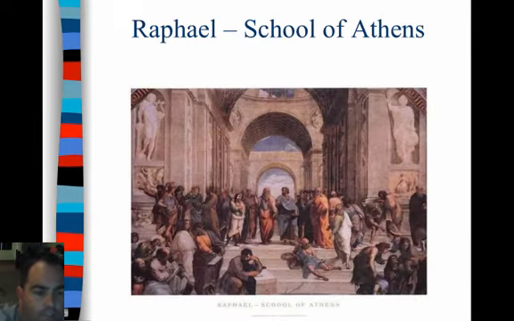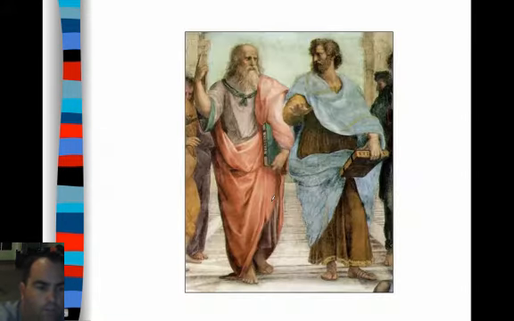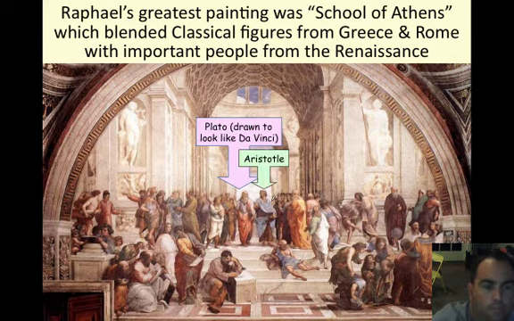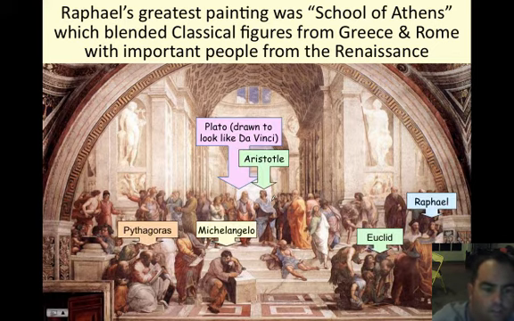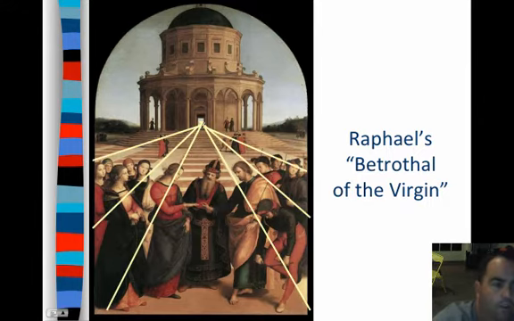Again, we've talked a little bit about Raphael. School of Athens. Again, notice the perspective. And what's neat about this is everybody in here is representative of a Greek or a Roman. That's an even better version of it. Notice the use of perspective. The vanishing point's basically right there. Plato, Aristotle, you got Euclid, you got Raphael, you got Michelangelo, you got Pythagoras. Here's Raphael's Betrothal of the Virgin, and notice again the use of perspective, the vanishing point. All right?